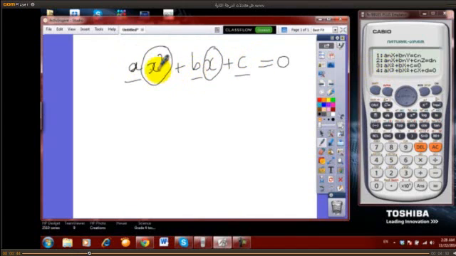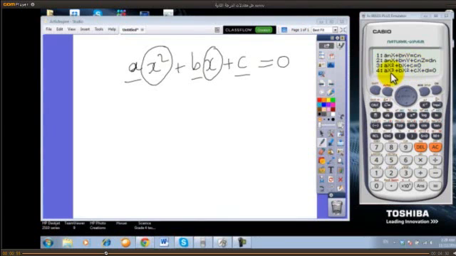So we choose number 3, which represents ax squared plus bx plus c is equal to 0, and we enter the values of a, b, and c. So we press number 3, and we have a matrix having the values of a, b, and c.